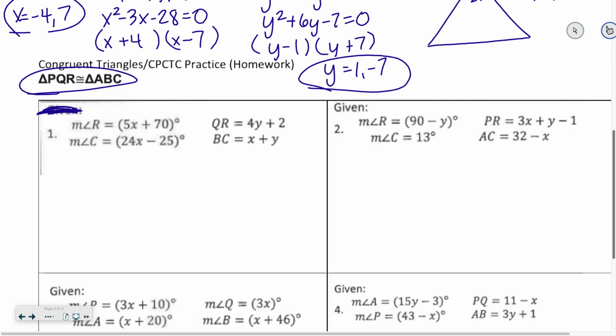All right, so are R and C congruent to one another? Yes. So you're going to do that first. And you're going to get that x equals what? 5. And then are QR and BC equal? Yes. So 4y plus 2 equals 55 plus y. And then solve from there, and y equals what? 1. Y equals 1. All right.